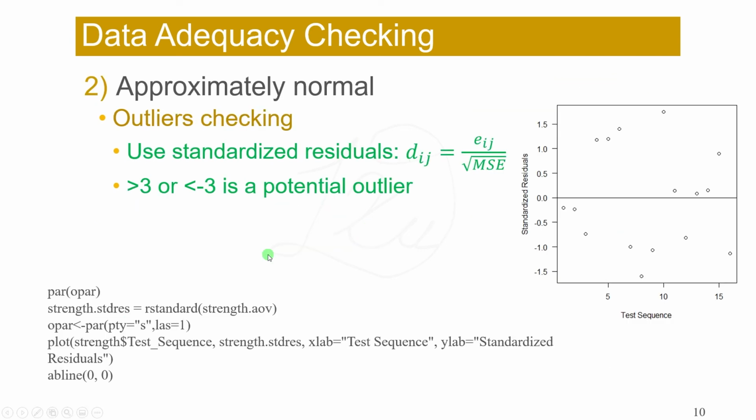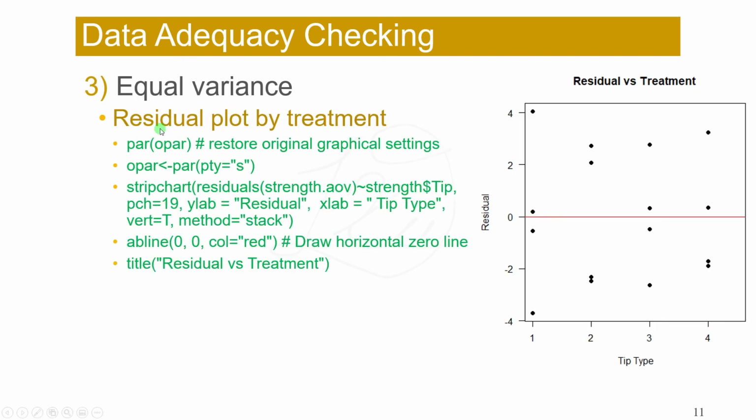Also, we can use the standardized residue plot to check potential data outliers. As all the standardized residues are within -2 and +2, it does not point out any potential data outliers. The third condition is to check equal variance. We can use the stripchart function to plot the residues for each treatment, in our example the tip type. As we can see, the spread of the residues is about the same, indicating equal variance for each tip type.